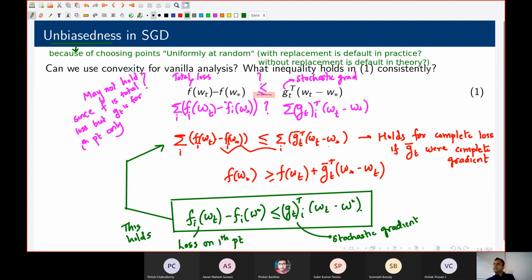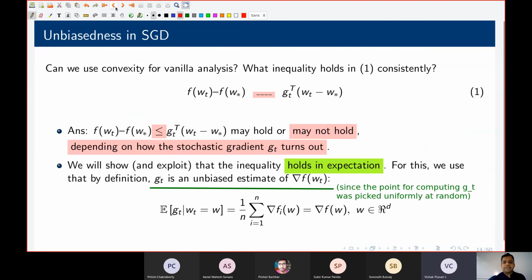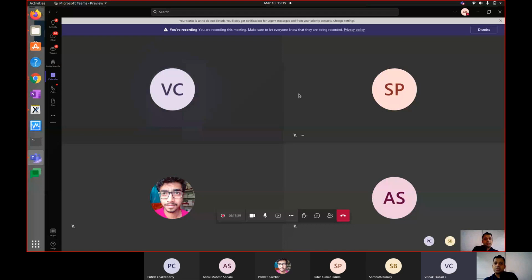GT bar is the complete gradient. Okay, so GT bar is the gradient of f, the complete loss, or if you want, the gradient of the summation over all i points of fi(wt). Is this clear now? So that's where we say that the inequality may hold in expectation.